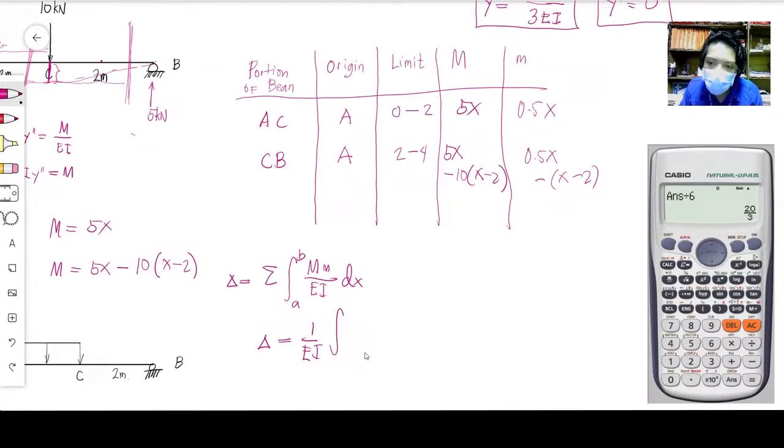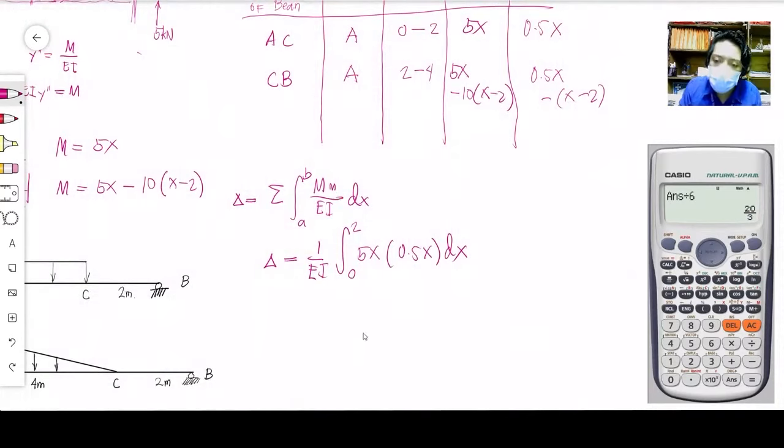The integral of, what's the capital M? 5x. What's the small letter m? 0.5x. You have here 5x times 0.5x dx, with EI taken out. And of course, the limit is from 0 to 2. It is a summation because we still have another segment.